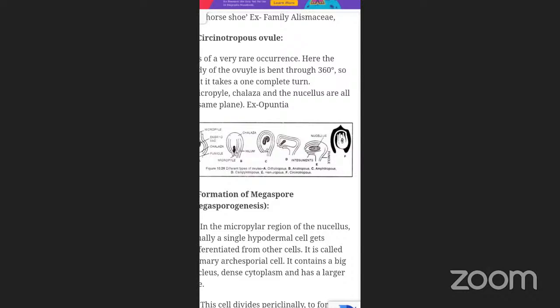The last one, the sixth type of ovule, is the circinotropous ovule. It is a very peculiar type of ovule, in which the funicle is exceptionally long and forms a complete circle around the ovule.